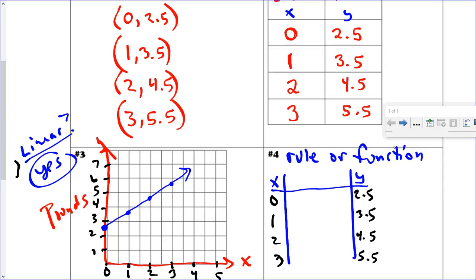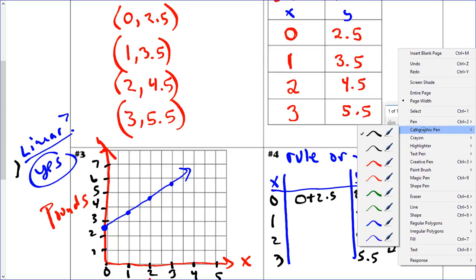Okay. Do we see what's happening here? We're going up by 1 every time, which is a good clue, except we don't really want to multiply times 1. So we're basically going to take 0. We don't have to multiply times anything. What could we add or subtract to make 2.5? If I look closely enough, I can see I can add 2.5 and I'll get 2.5. Easy enough.